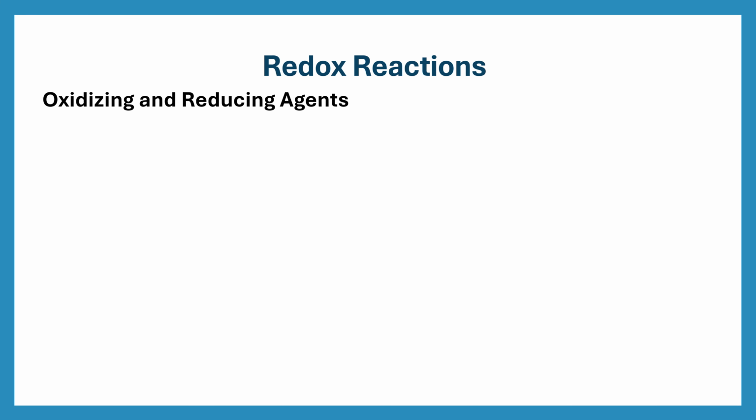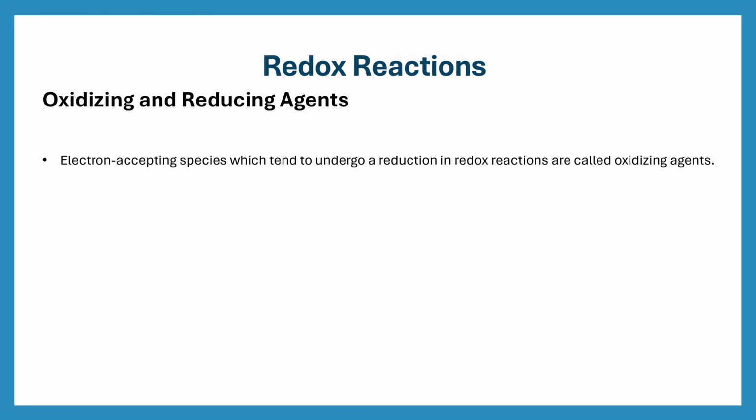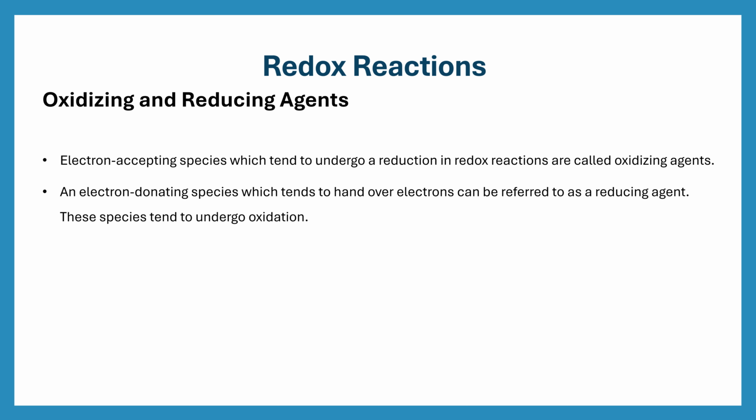Now, let us talk about the real players in the redox reaction: the oxidation, the oxidizing, and the reducing agents. So here is a method on how to spot them. An oxidizing agent is a species that accepts electrons. Since it gains electrons, it undergoes a reduction in the redox process. On the flip side, a reducing agent is a species that donates electrons. It is the one that gets oxidized.